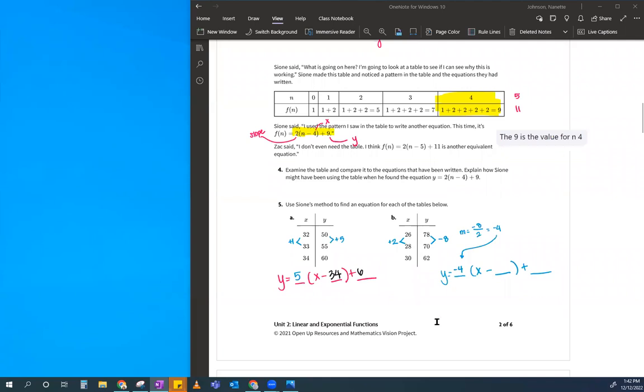Another one of the equations would be the same thing, y equals 5 parentheses x minus blank parentheses plus blank, right? Another one of these equations would be if I put 33 in the x spot and 55 in the y spot. Does that make sense? You have to put an x and its y. They go together. Does that make sense?